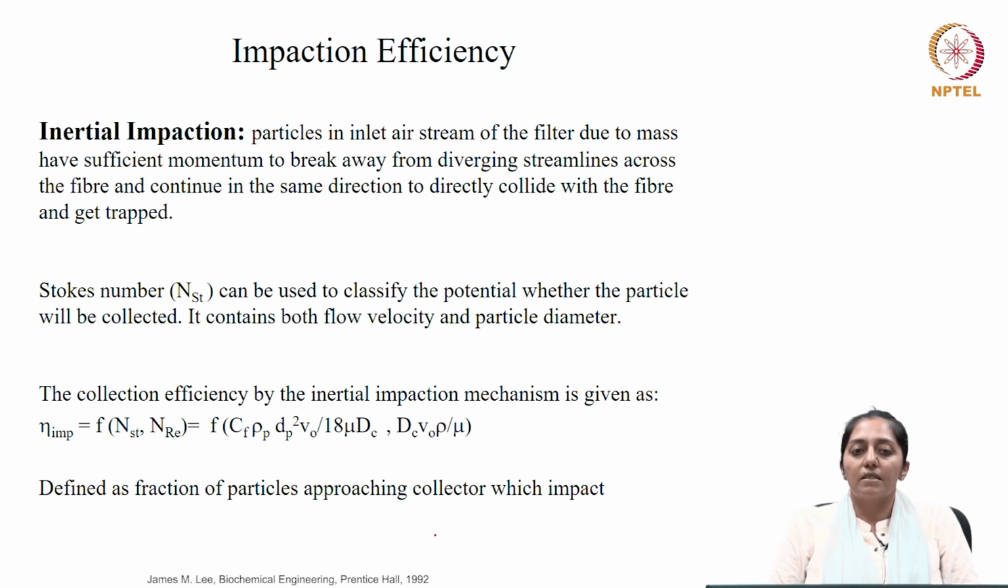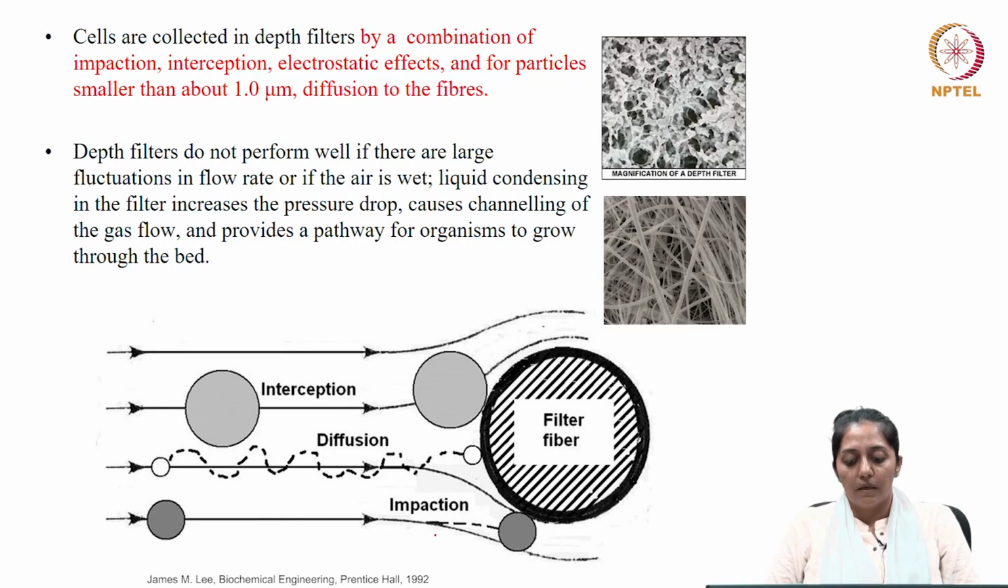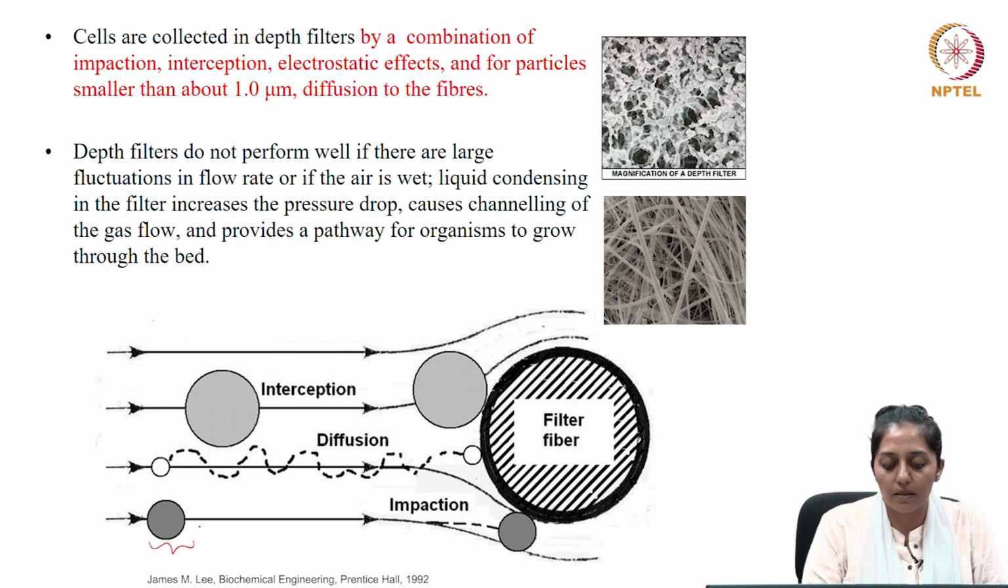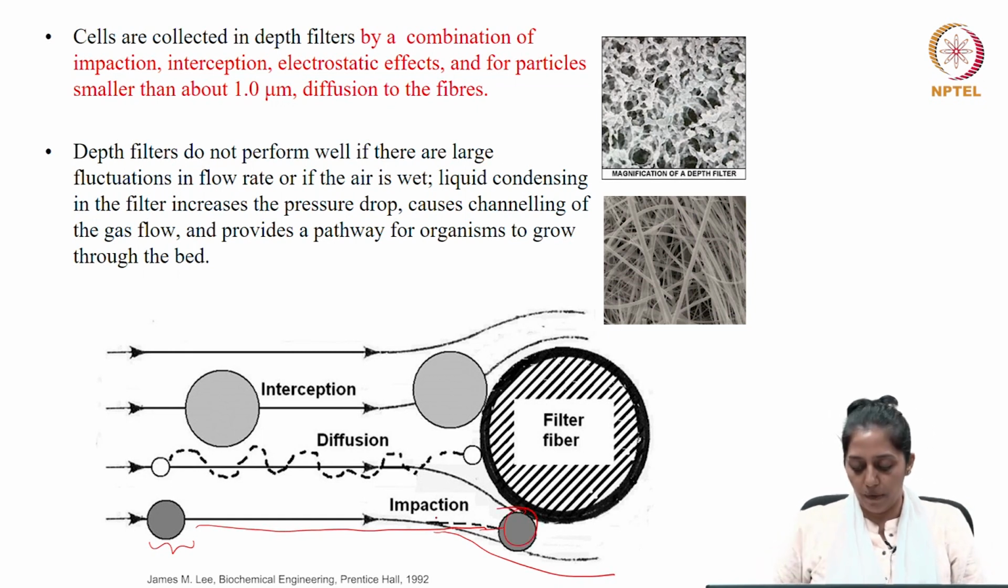If they have enough mass, then they will have sufficient momentum to break away from the diverging streamlines across the fiber, and they will continue in the same direction to directly collide with the fiber and get trapped. If you see the schematic here, you can see the impaction process shown. If it has enough mass, due to the momentum it gains, it can continue to move in the same direction, deviating from the streamlines, and can get stuck in the fiber.